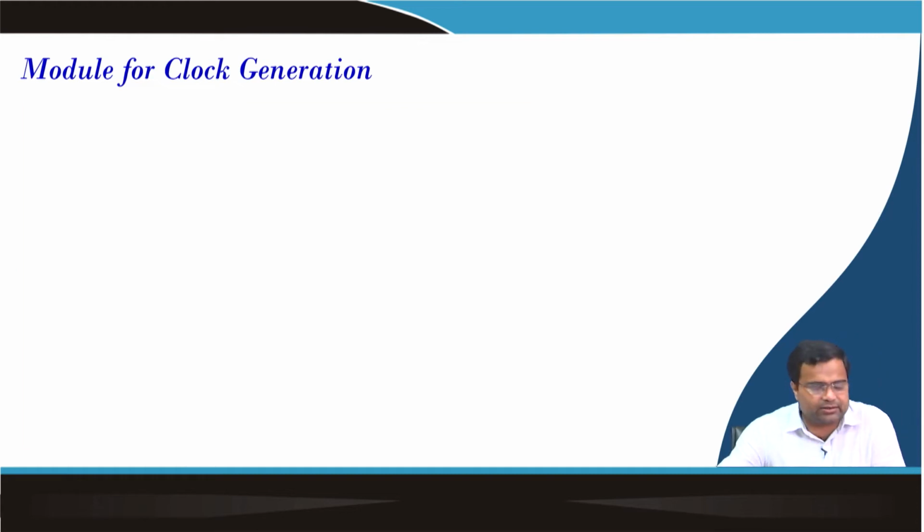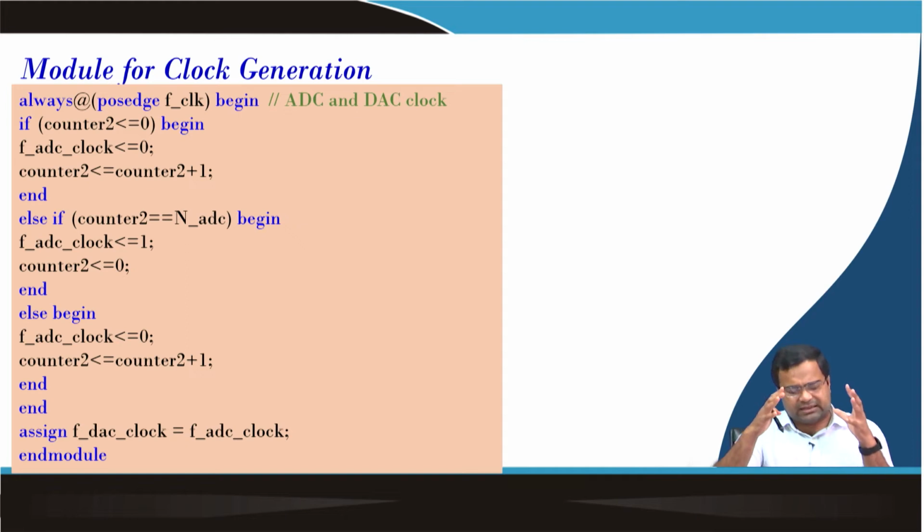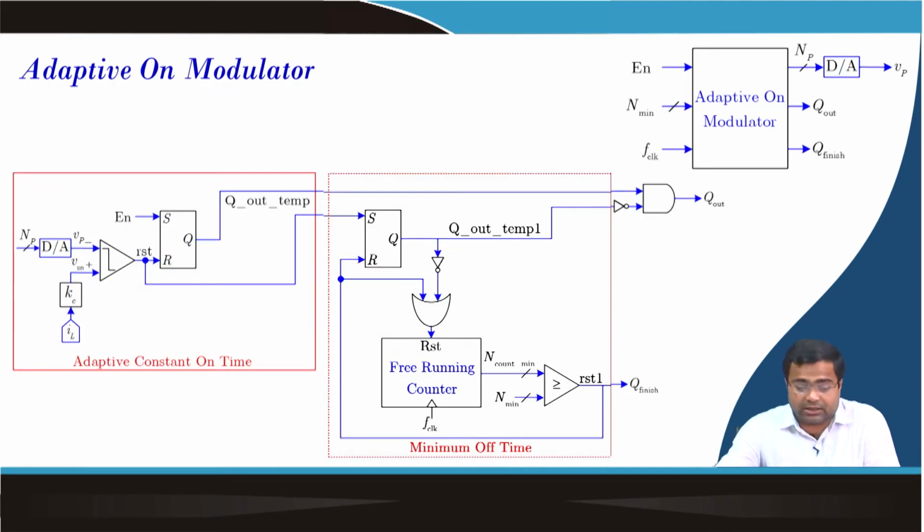This is to generate the switching frequency clock as well as the ADC clock, and we have discussed this in lecture number 74, 75 in the context of voltage mode control. The same module is used. Now, the adaptive on-time modulator, we have already discussed in the previous lecture.